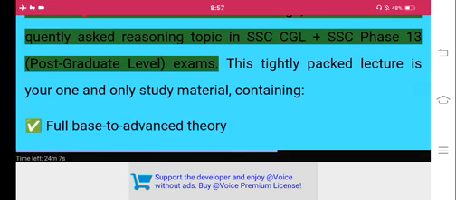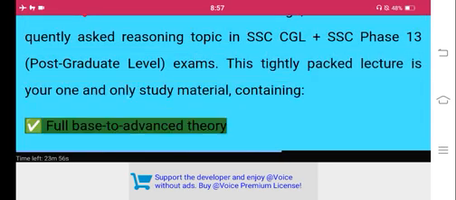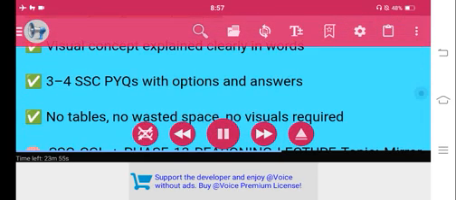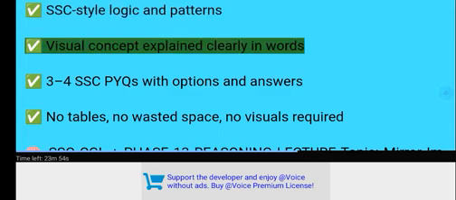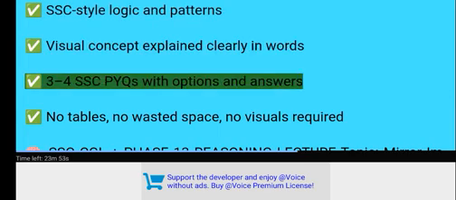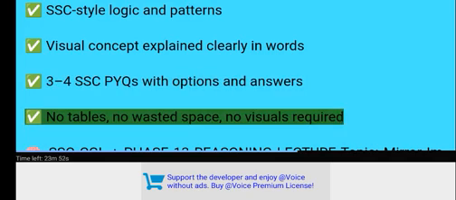Let's now master mirror image, a classic and frequently asked reasoning topic in SSC CGL, SSC Phase 13 and postgraduate level exams. This tightly packed lecture is your one and only study material containing full base to advanced theory, SSC style logic and patterns, visual concepts explained clearly in words, and 3 to 4 SSC PYQs with options and answers. No tables, no wasted space, no visuals required.